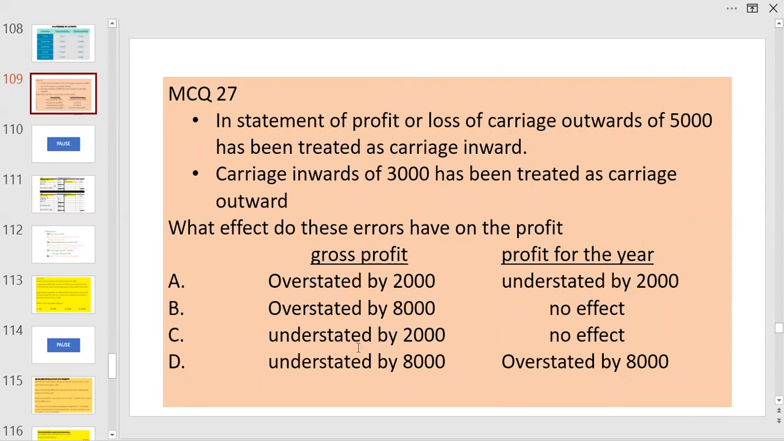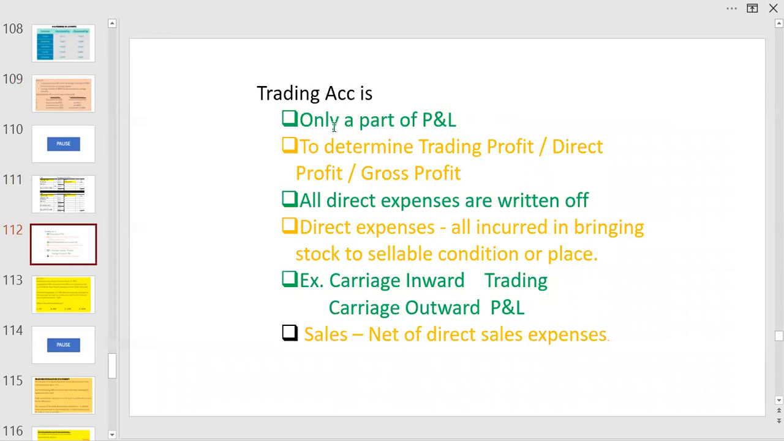Now we'll have to see the position of the profit and loss account. If you see this account, as we explained, it's only a part of the profit and loss account. So the whole thing finally will come to only one profit figure. In between, even though we have found the gross profit and trading profit, ultimately it will be the only one profit, which is the net profit or the profit for the year, what we usually say.